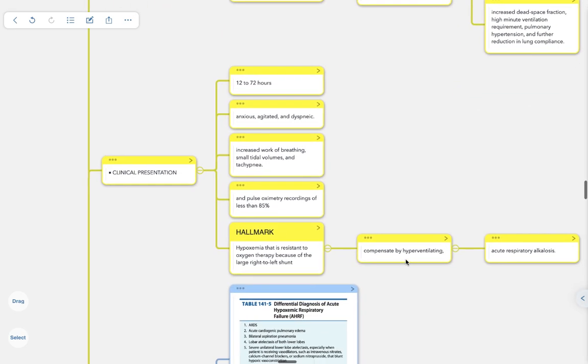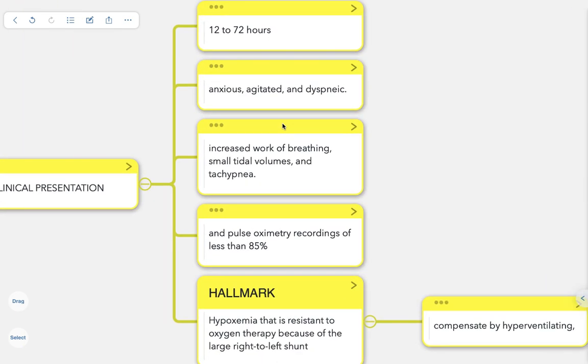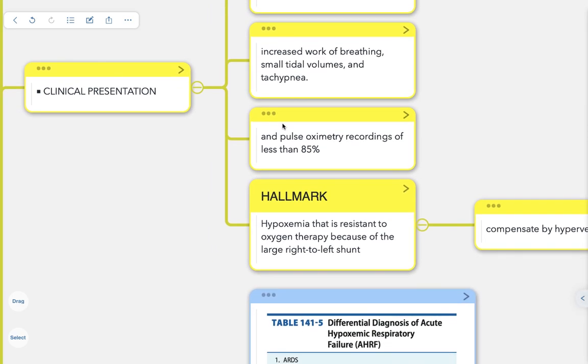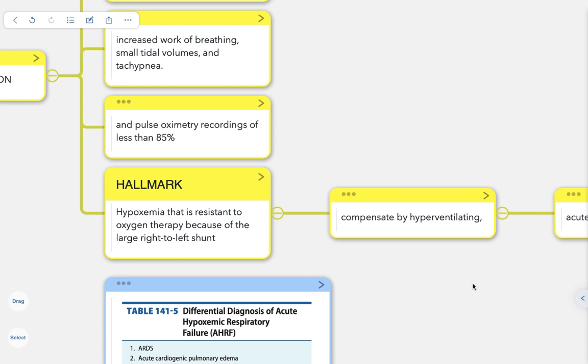Then coming to the clinical presentation. The clinical presentation of ARDS typically happens within 12 to 72 hours. The patients are anxious, agitated, and dyspneic. There is increased work of breathing, small tidal volumes, and the patient has tachypnea. Pulse oximeter readings are generally less than 85%. Like we said previously, the hallmark is hypoxemia that is resistant to oxygen therapy because of a large right to left shunt. This condition in the initial stages is compensated by the patient hyperventilating.